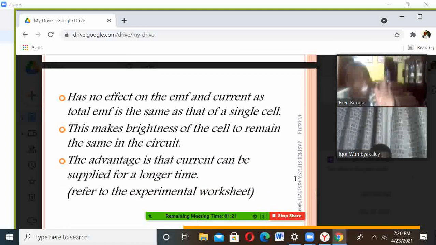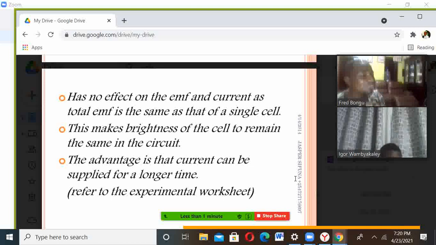Now, the advantage of this is that current is applied for a long time. That is the advantage. So it is not preferred, but it has one advantage. Current is applied for a long time. So if 6 cells are going to supply 1.5, they can supply for even 4 days.